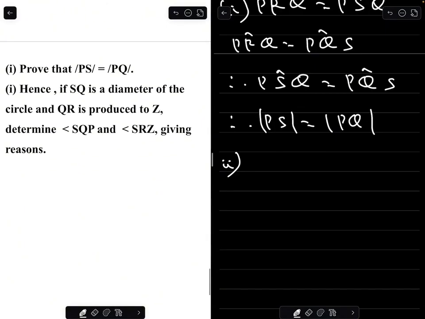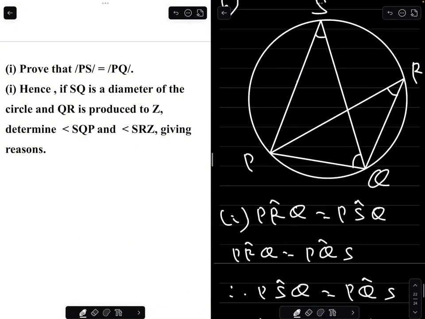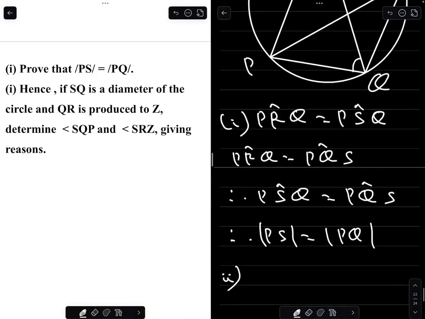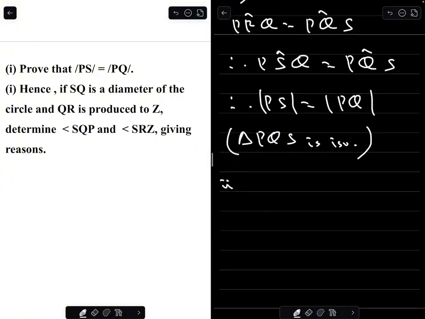Roman figure 2. If SQ is a diameter of the circle, before we go to that, I can add here that the reason is that triangle PQS is isosceles. Triangle PQS is an isosceles triangle. Now let's go to Roman figure 2.